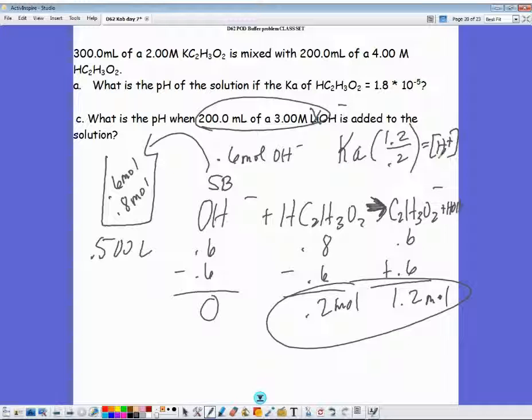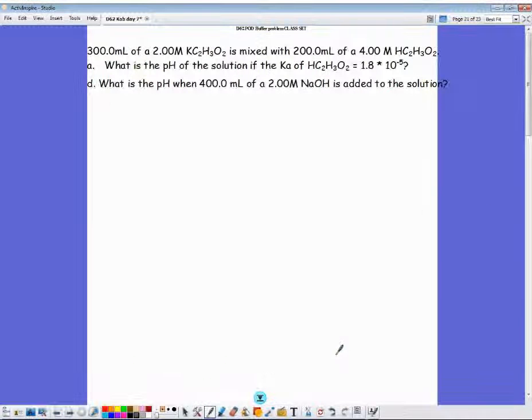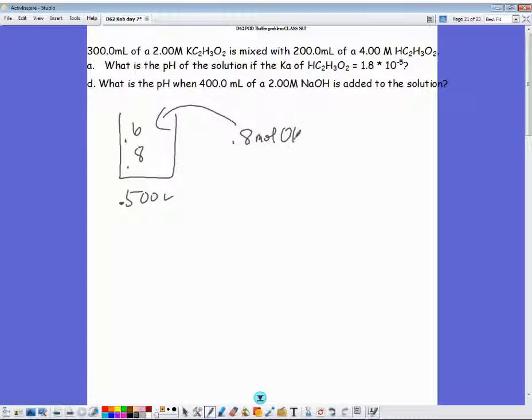All right. So how in the world is D different? It's not, but it is. So in D, you still have the same scenario, 0.6, 0.8. You're adding in 0.8 moles of OH minus from a strong base. Kick Na to the curb, you have OH minus.